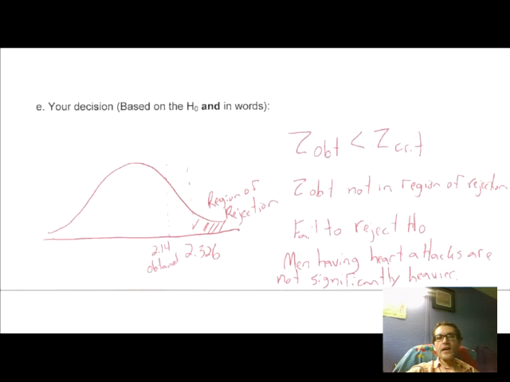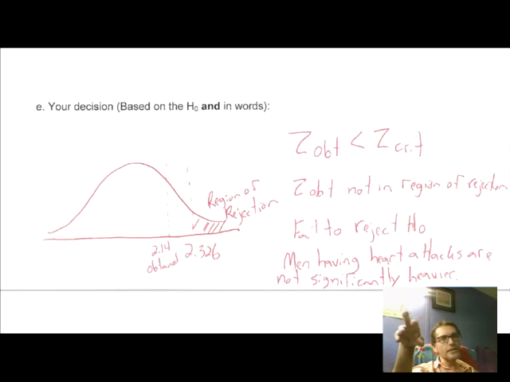Your decision based on the null, in words. So really there's four different statements I'm making here, okay? The obtained value of z is in fact less than. You see the 2.14 falls to the left of the critical value, okay? So z obtained is less than z critical. We could say z obtained does not fall in the region of rejection. Okay, these are different ways to state it.